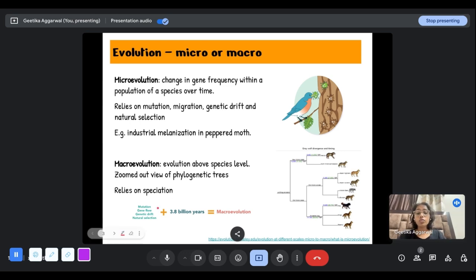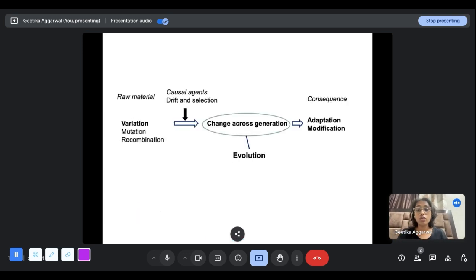Okay, so if you look at these microevolution processes, mutation, gene flow, genetic drift, and natural selection, over longer time scales, for example, billions of years, then that will eventually lead to macroevolution. So this is what micro and macro scales of evolution are all about.